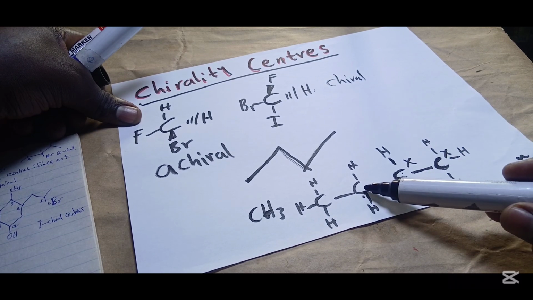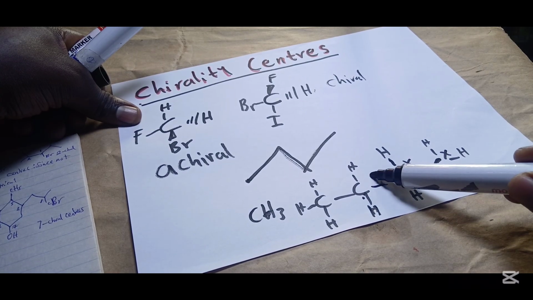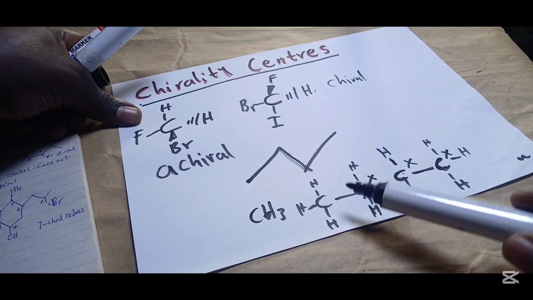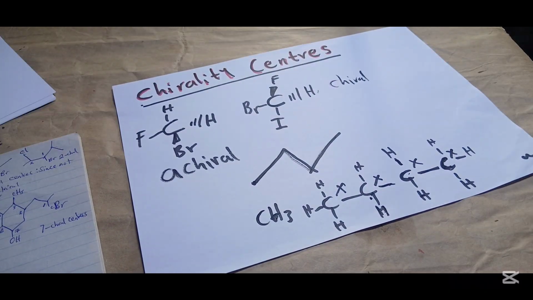What about this carbon too? Well, since we have hydrogen repeating, then it is achiral. What about this carbon? It is also achiral. The carbon should have 4 different substituents before we can consider it to be a chiral carbon.